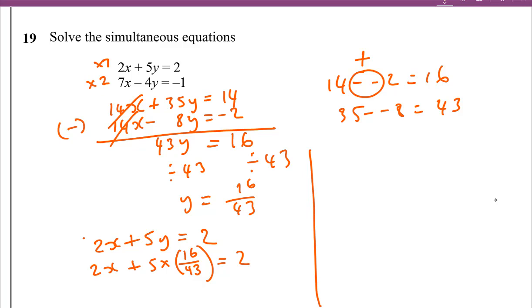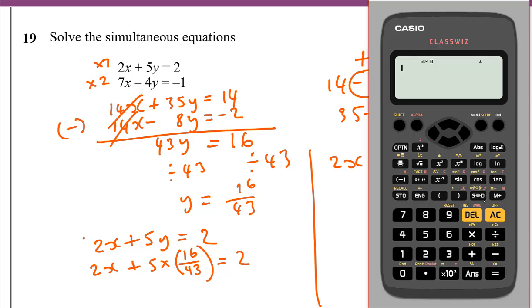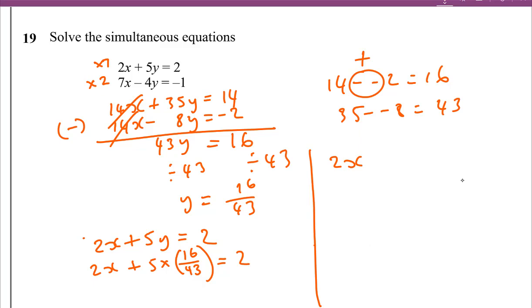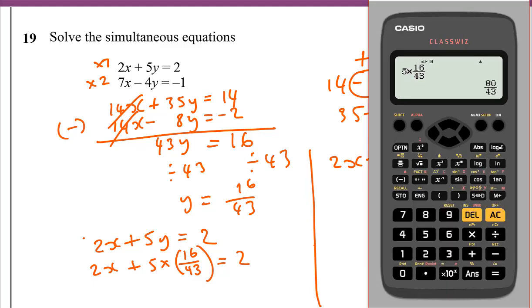Let's carry on here. That will give us 2x, and let's go to the calculator: 5 times fraction 16 divided by, press the down arrow button, 43, press equal, 80 over 43. So 2x plus 80 over 43 is equal to 2. Take away 80 over 43 from both sides. So that will give us 2 take away 80 over 43. I've got 80 over 43 already, so 2 take away answer, to save you some time, is 6 over 43.